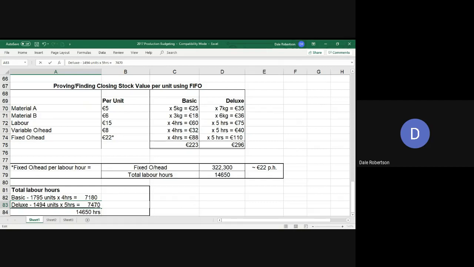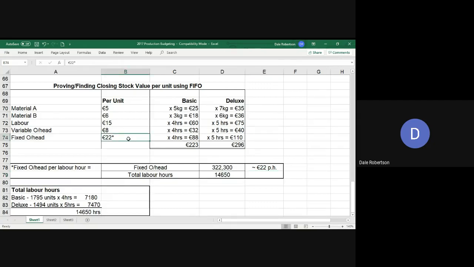which gives you 7470. Those hours are given to you in the center box where it says the amount of raw materials and skilled labor per unit. Now, when you add these two together, you get 14,650 hours. If you divide that into the fixed overhead for the total company, it will give you this answer here, which is €22 per hour.